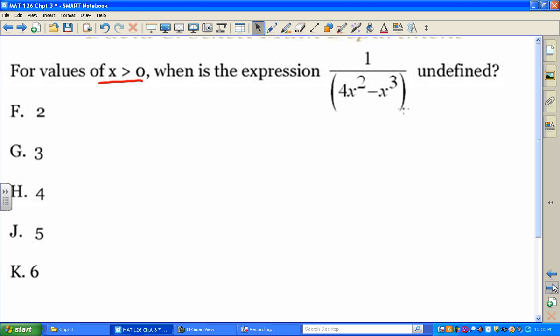What do you get for this one? You. 8. H. How'd you get H?